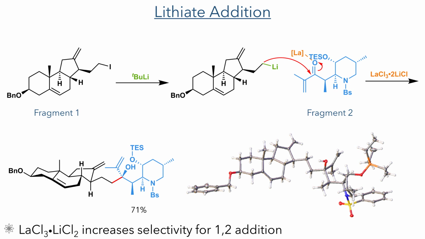Fragment 1 was first reacted with tert-butyllithium, generating the primary lithiate, and this then attacked the ketone of Fragment 2 that was activated by a solution of lanthanum trichloride, bis-lithium chloride. This coordinates to the carbonyl oxygen, increasing its electrophilicity and drives selectivity for 1,2 addition. This reaction formed the product in a 71% yield, and its structure could be confirmed by X-ray crystallography.